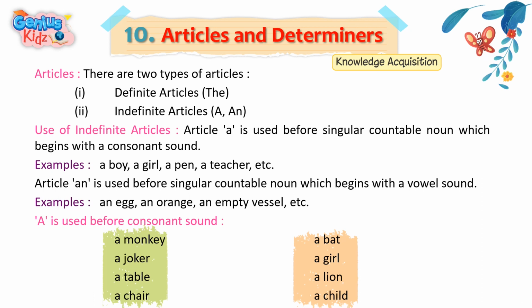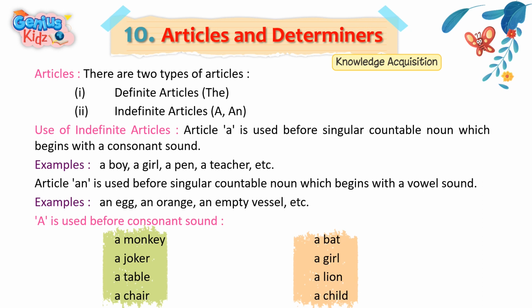Article a is used before a singular countable noun which begins with a consonant sound. Examples: a boy, a girl, a pen, a teacher, etc. Article an is used before a singular countable noun which begins with a vowel sound. Examples: an egg, an orange, an empty vessel, etc.